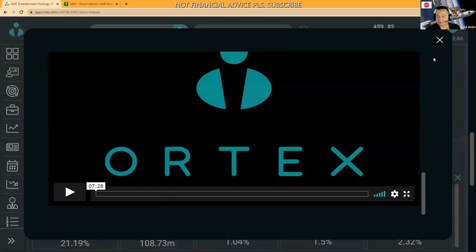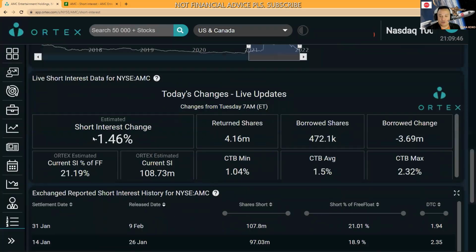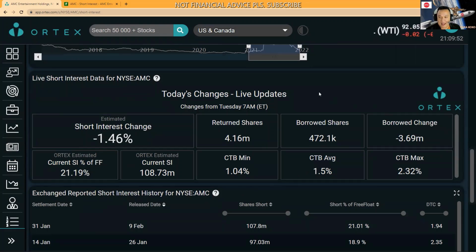Okay? So those are the explanations with regards to this area here. That's why now you notice everybody is posting this. This is the live short interest data for NYSE AMC, starting at 7 a.m., ends at 5 in the morning. Okay, so the current short interest float is 21.19.